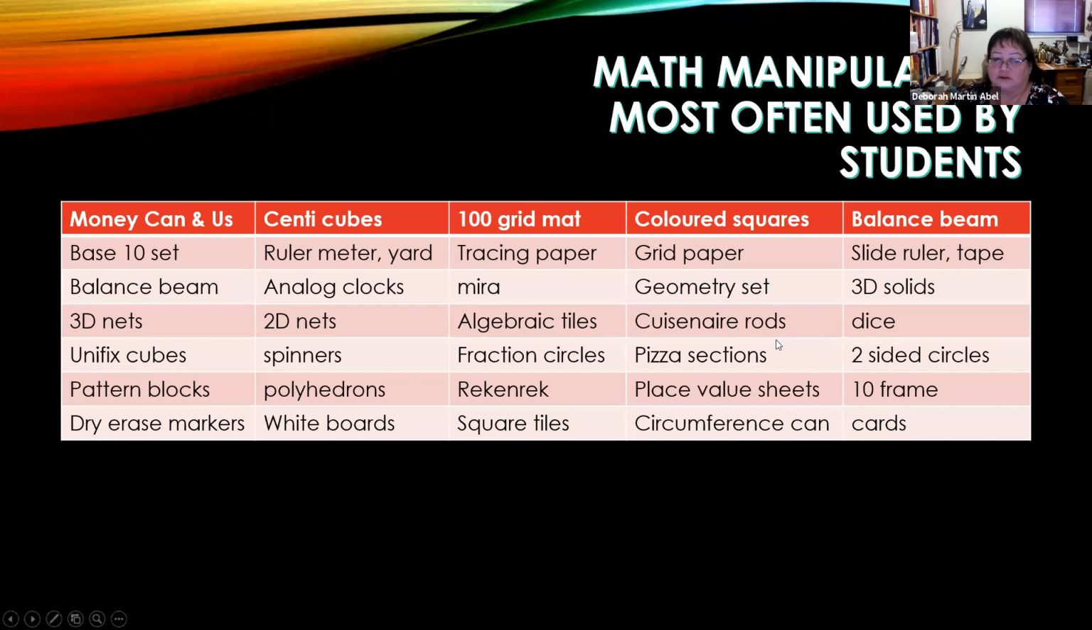Geometry sets, we have boxes of those, the rods for counting, pizza sections constantly for fractions and showing the difference between greater and less than, place value sheets, circumference. I use just cans, and I put a hole in the middle, and we measure things, and I explain how to find the radius and the diameter. We use a balance beam, the slide rule tape, 3D dice for games, two-sided circles for algebra, I mean integers. The 10 frame, when they have to count by that first and get used to that, and a lot of cards.